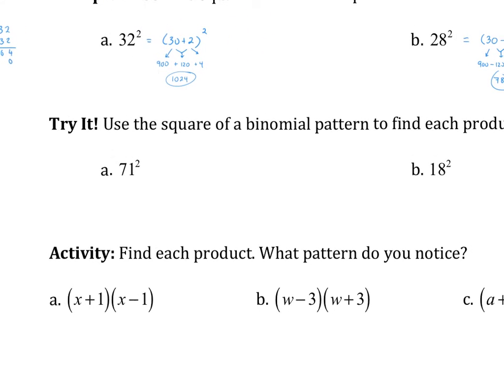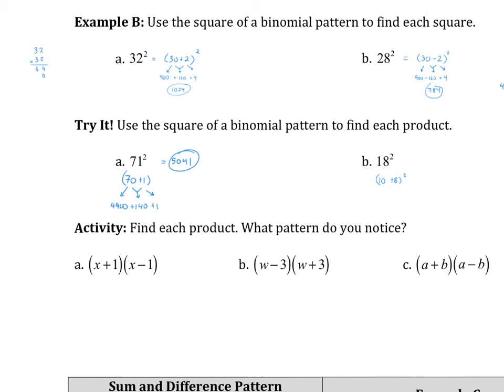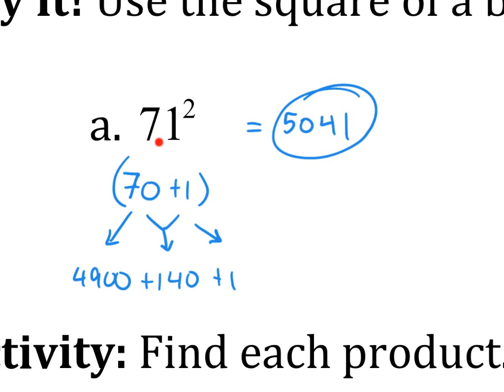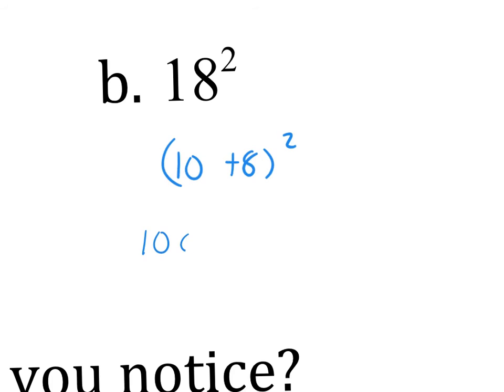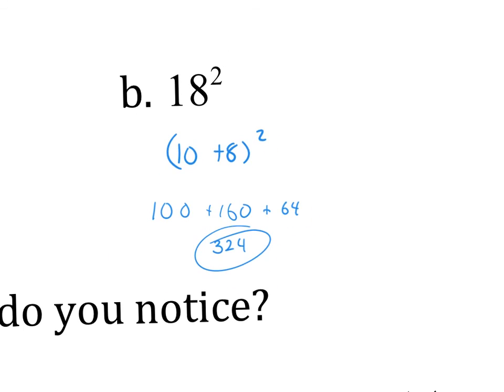Your turn. Go ahead and attack A and B. Go. Now, 71 is 70 plus 1, and then 4,900. Multiply and double to get 140, square to get 1, add them together, 5,041. Notice over here is 10 plus 8. So, square, multiply and double, and I should erase that there. And then square, 64. So we get 260, so 324. And there we go. Almost completely mentalable.